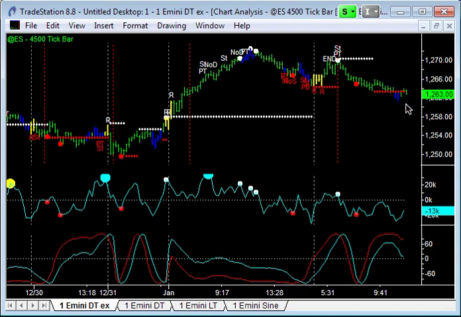So we'll see how this day ends up, but the professionals are coming back in here at the 62 level today. So let's see how this turns out. Don't forget to look at this highest time frame for trend and for the professional blue bars.